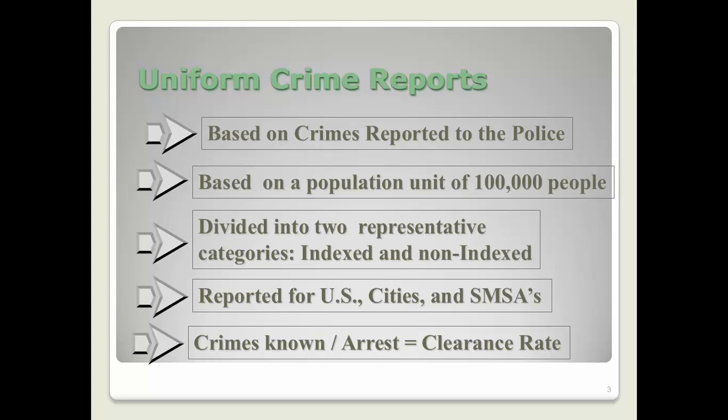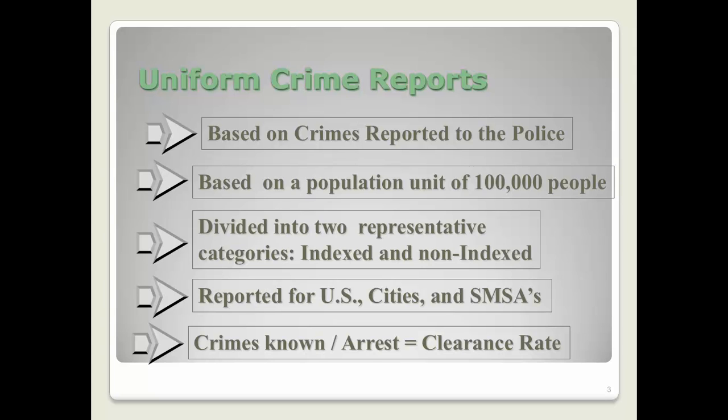What else? UCR data is aggregate data. So it's reported for all U.S. cities. It's reported for SMSAs, which stand for Standardized Metropolitan Statistical Areas. So the Twin Cities area would be one SMSA. And you get it for the U.S. as a total.